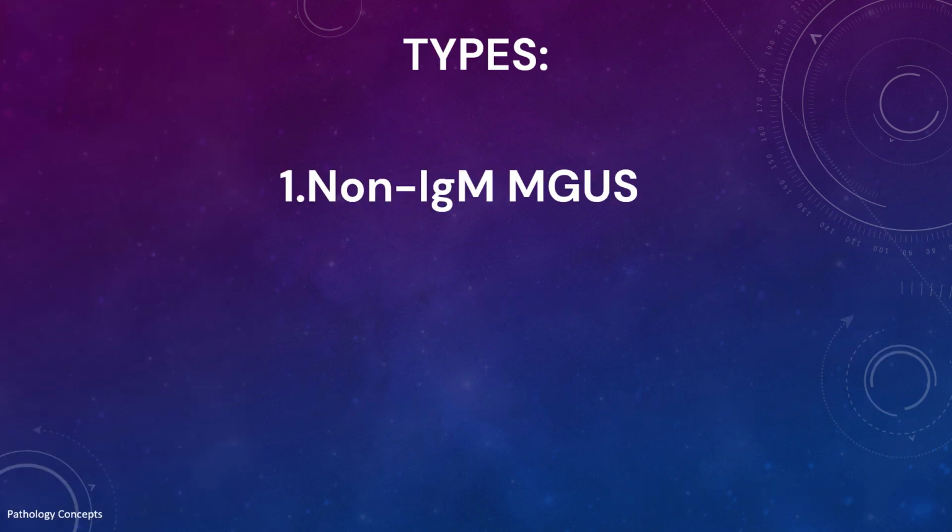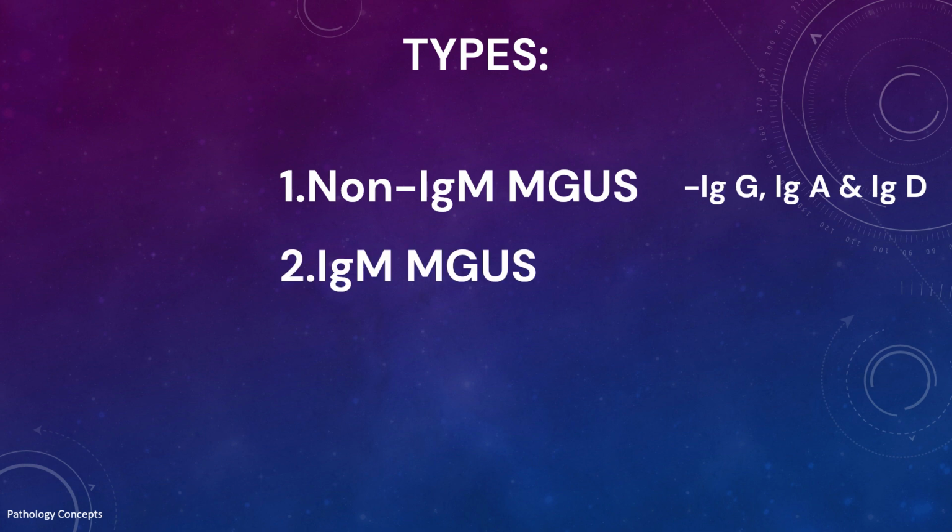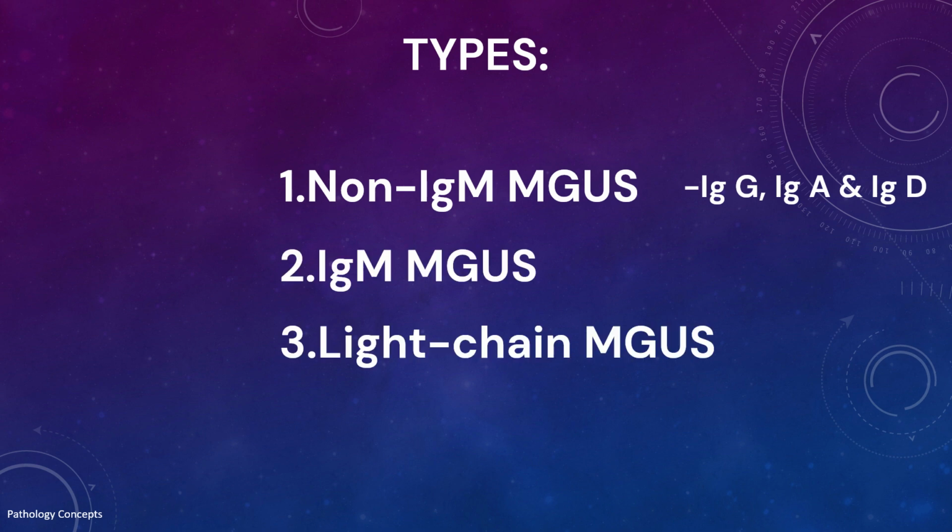There are three distinct types of MGUS. First is non-IgM MGUS, that is MGUS related to IgG, IgA and IgD. They account for the majority of MGUS cases and is characterized by monoclonal plasma cell. Second is IgM MGUS and third is light chain MGUS.